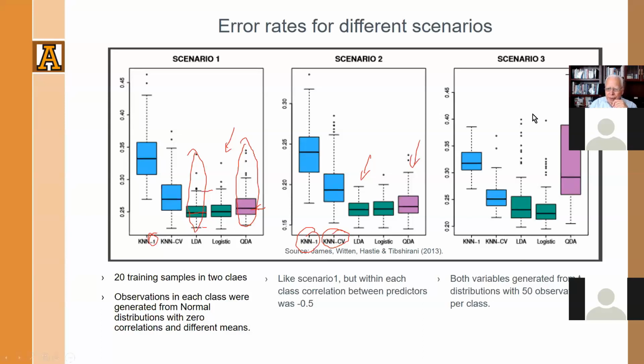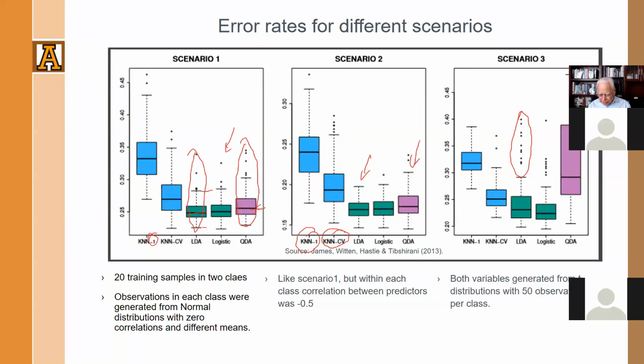And in scenario 3, both variables were generated from a T distribution, no longer a normal distribution, with 50 observations per class. And as you can see here, since we do not have a normal distribution anymore, the linear discriminant analysis doesn't perform that well. I have a bunch of outliers here, which give me very large error rates.